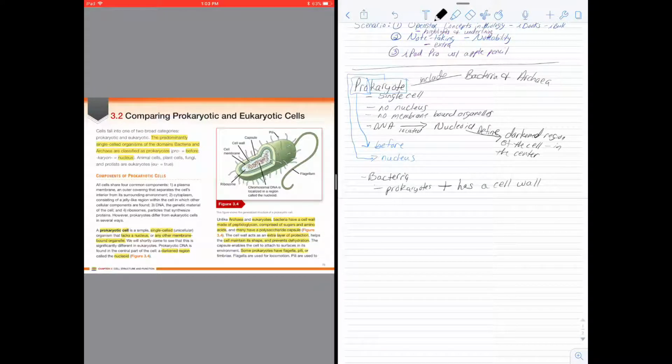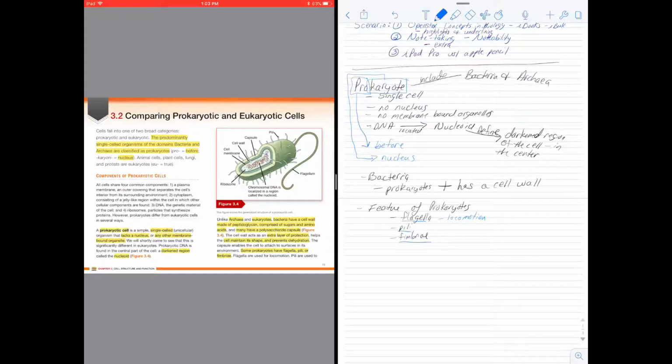Some prokaryotes have flagella, pili, or fimbriae. Okay, so a feature of prokaryotes, okay, they have flagella, pili, or fimbriae. I'm not real sure what all those things are. So I know that those are all things that I'm going to underline because I need to look them up and make sure I include the definitions if I don't know what they are. So right here, flagella are used for locomotion. So I'm going to add that note in there, locomotion.